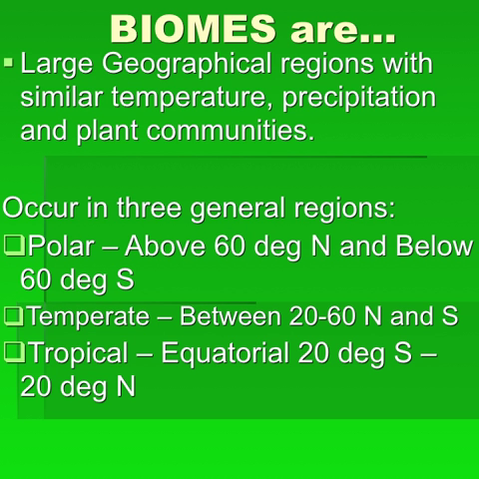Biomes are large geographical regions with similar temperature, precipitation, and plant communities. They occur in three general regions: the polar above 60 degrees north and below 60 degrees south, the temperate between 20 and 60 degrees north and south, and the equator, which is 20 degrees south and 20 degrees north.